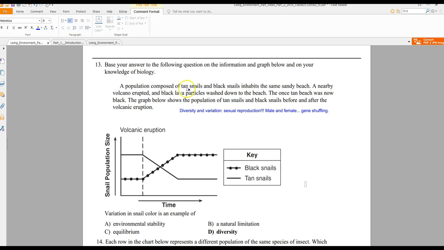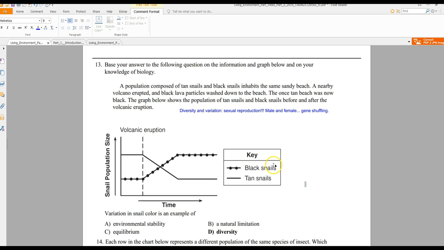A population composed of tan snails, the tan snails right here, so this line represents the tan snails, and black snails, which are represented by the line with the dots, inhabits the same sandy beach. A nearby volcano erupted, and black lava particles washed down to the beach. The once tan beach was now black. The graph below shows the population of tan snails and black snails before and after the volcanic eruption. So they're both snails.